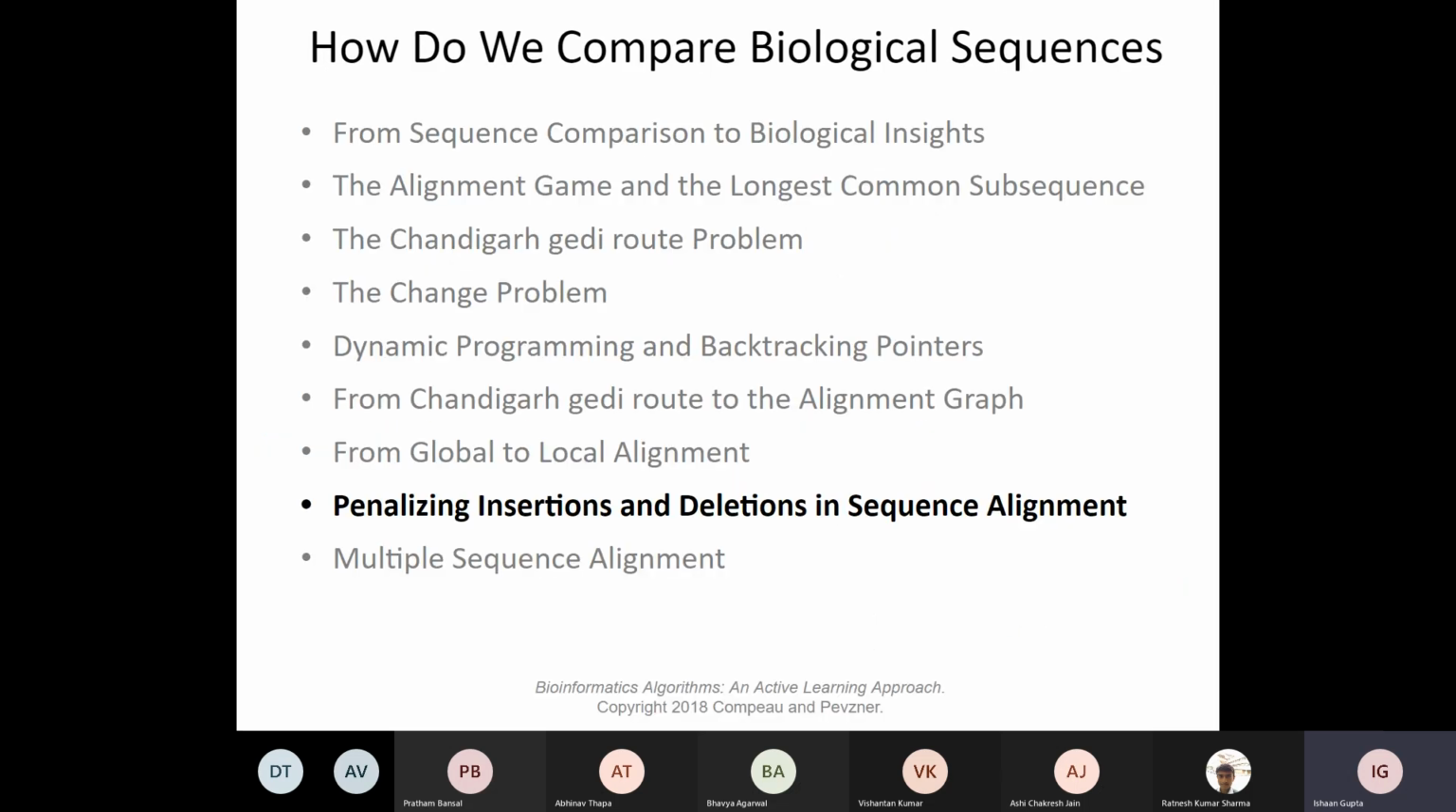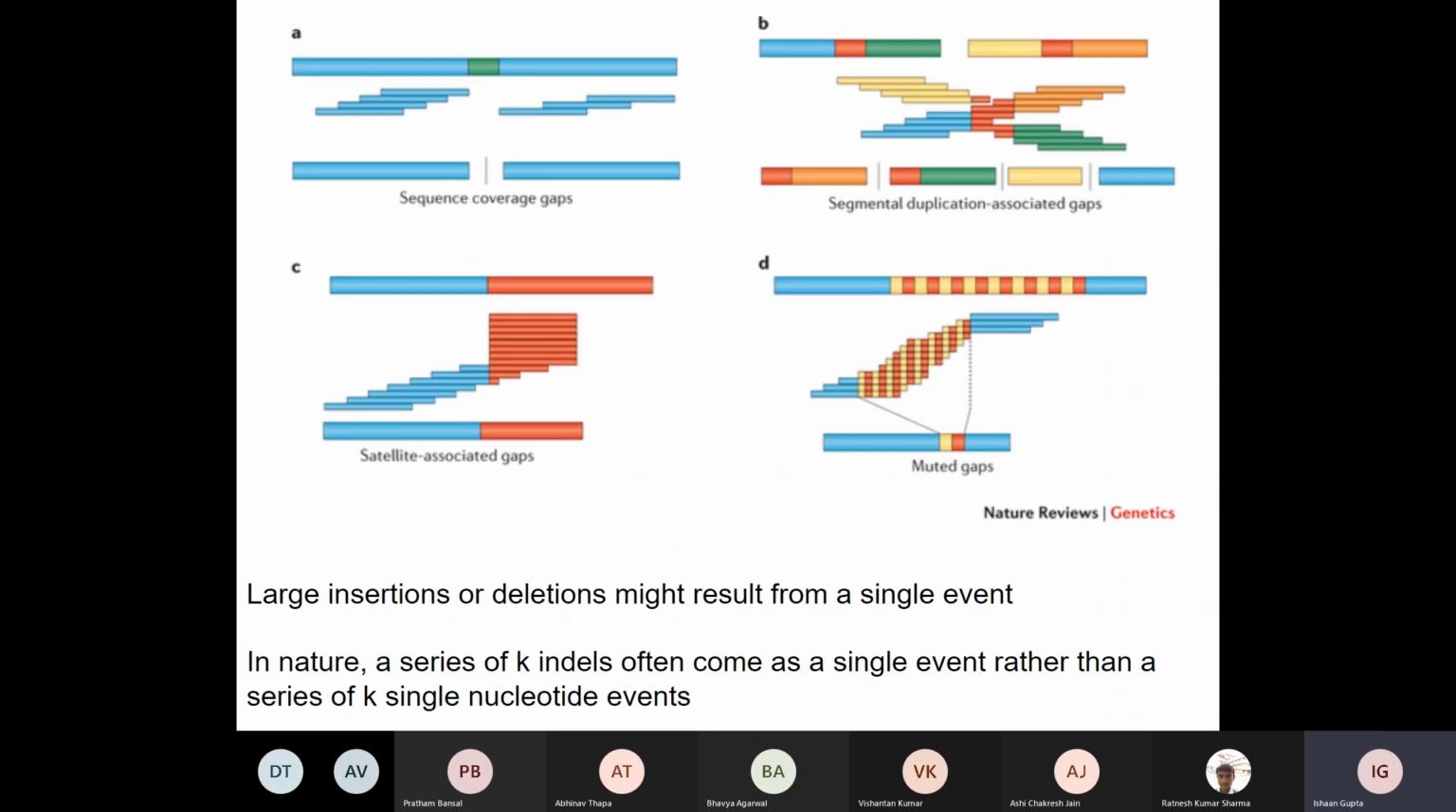All right. So today I'm going to talk about how we can penalize insertions and deletions in a sequence alignment differently. And then I'm going to go into multiple sequence alignment. And before that, I'll also talk slightly about the scoring matrices, because I think only Ratnesh has tried to read about it and others haven't. So I'll spend some time on that.